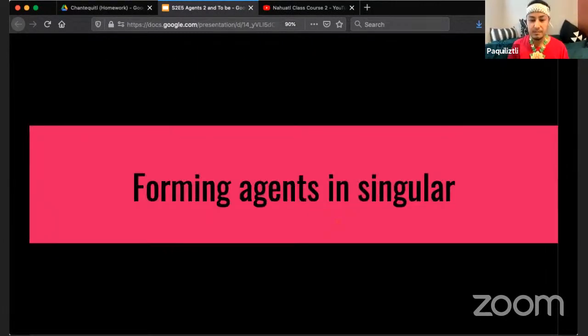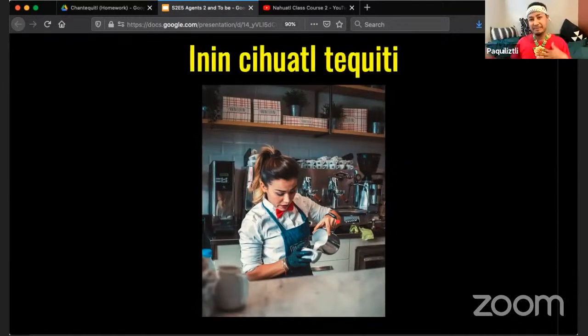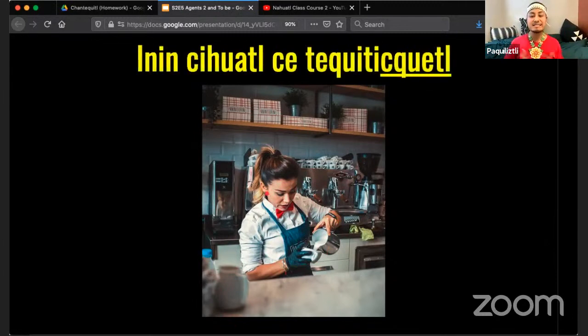Okay, so forming agents in the singular. So I'm gonna give you examples, okay? Inin siwatl tekiti, inin siwatl se tekitihket. Notice that when I say tekitihket, I'm pronouncing this C as an H. So when the C is before this Q, it's really pronounced as an H, at least in the Huasteca regions. In other regions, they might just pronounce it like a C. But in our variety, we'll say like this. Inin siwatl se tekitihket.